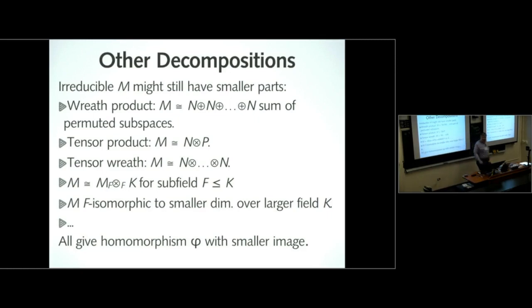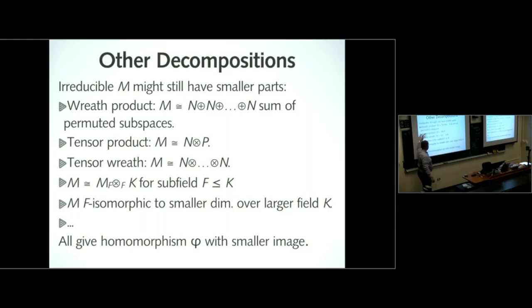So, you might have a wreath product action. Your module might be writable as a vector space, as a direct sum of subspaces, where these subspaces are permuted amongst each other under the group. That's, for example, if you have permutation matrices, your subspaces would be just the spaces spanned by the basis vectors. They are permuted amongst each other, but they're never mixed up otherwise. Then you get a wreath product substructure, subgroups of a wreath product.